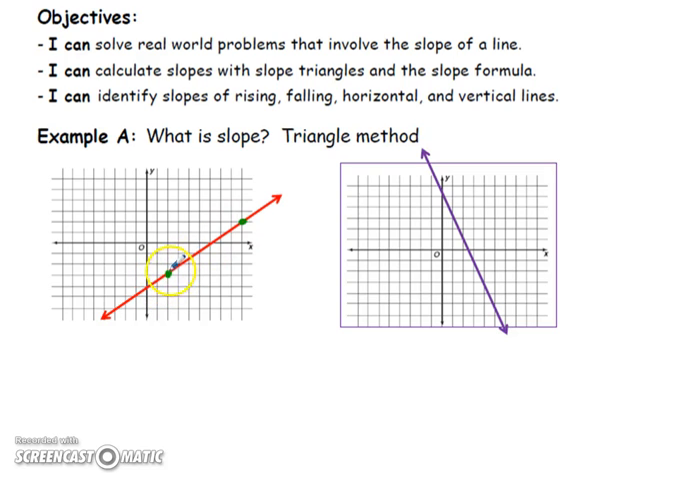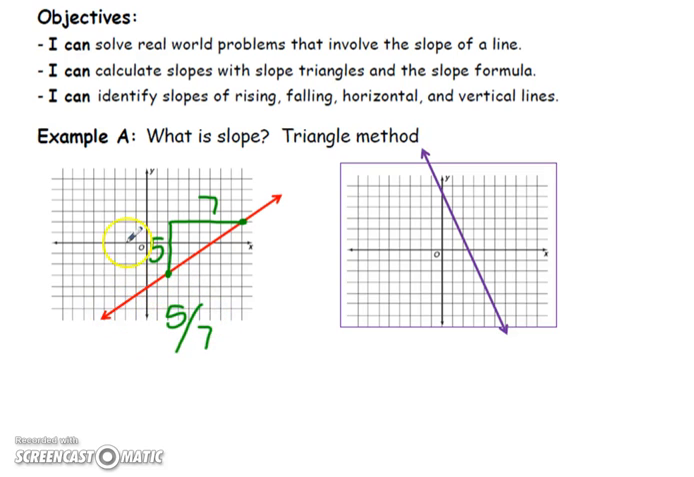Now I could have picked 2 other points anywhere along this line, but I'm going to connect using my rise and my run, and then I just calculate how far up and how far over. So 1, 2, 3, 4, 5 for my rise, 1, 2, 3, 4, 5, 6, 7 for my run. So my slope here is going up 5 over 7. So this would be 5/7.